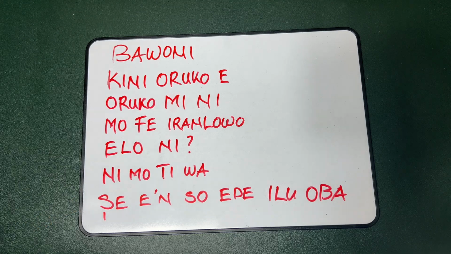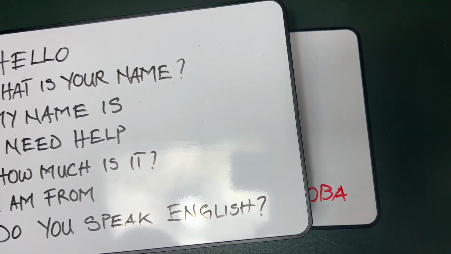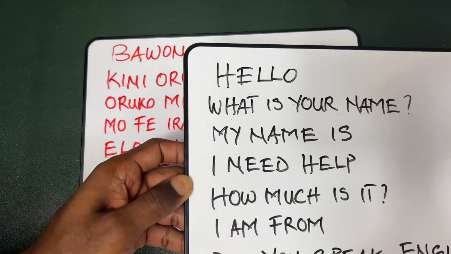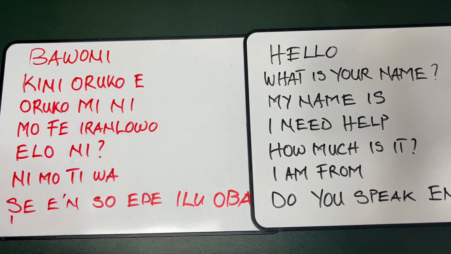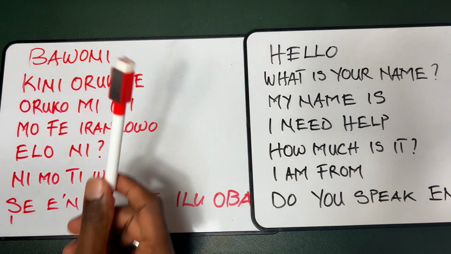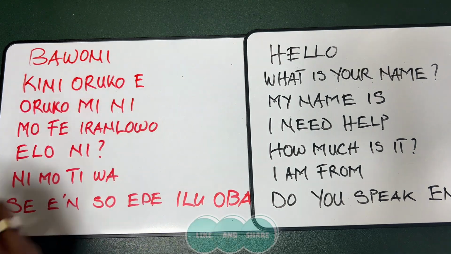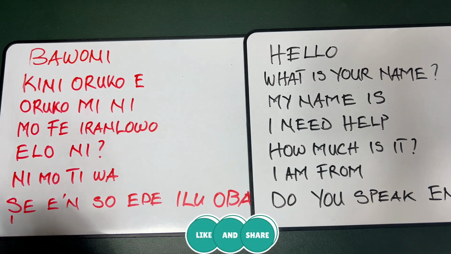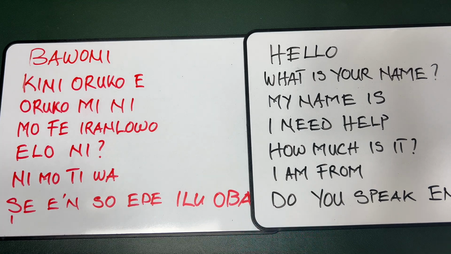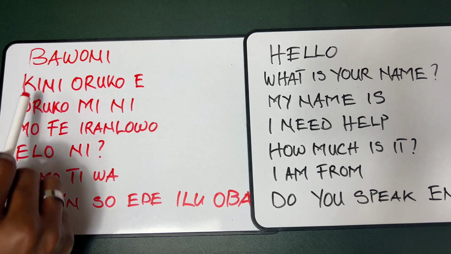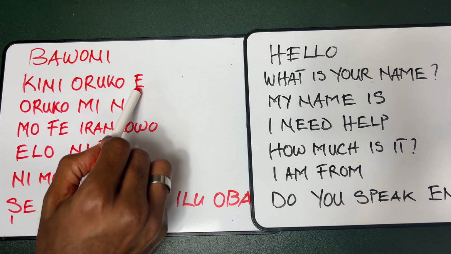So I'll just put the English there. So for hello, you would say báwo ni, which simply means how is it? How is it going? Hello. So for hello, you would say báwo ni. When you want to ask someone what their name is, you say, what is your name in English? But in Yoruba, you say kí ni orúkọ ẹ.